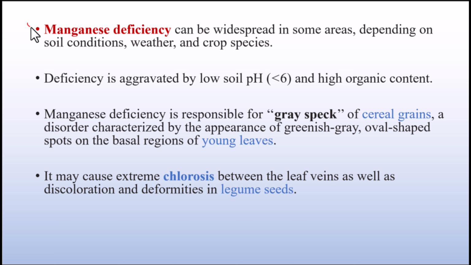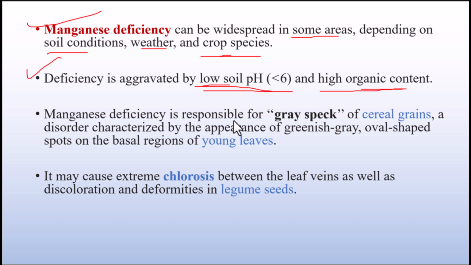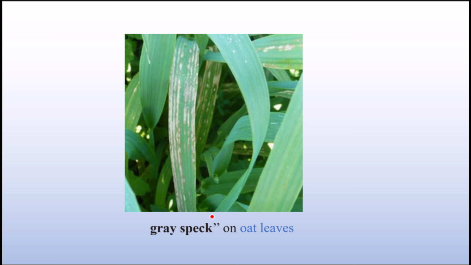Next, manganese deficiency is widespread in some areas depending on the soil conditions, weather, and crop species. The deficiency is mainly shown where the pH level is low, meaning in acidic soil, and where organic content is high. Manganese deficiency is responsible for gray speck disease in cereals, and the disorder is characterized by the presence of greenish gray oval shaped spots on the basal region of the young leaves as shown in this picture. So this is gray speck disease on the oat leaf where you can clearly see these gray spots.